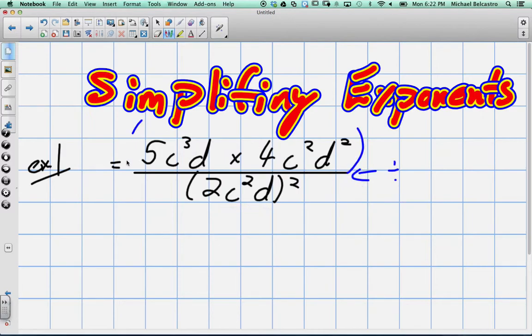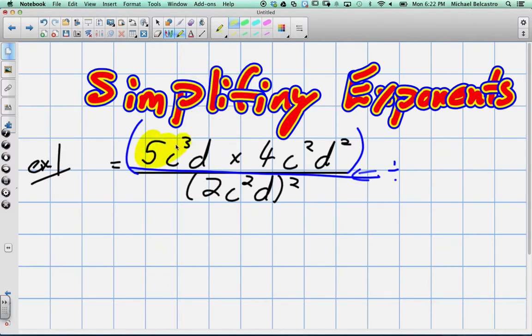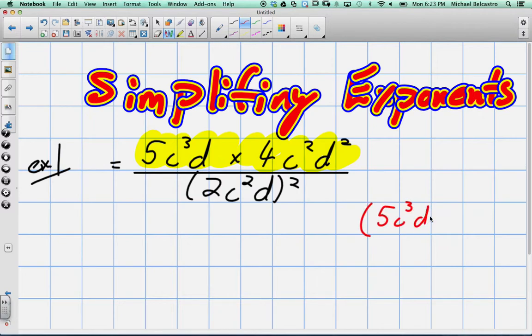So what I'm going to do is focus on the top of this to start, okay, to make it a little easier for ourselves. I'm just going to look at this. This multiplication can be confusing. It really means times. It's not a variable. It's tough when they write an x-ing because it sometimes looks like an x. So I'm going to rewrite just the top part on the side here in brackets. So it says 5c cubed d times 4c squared d squared.